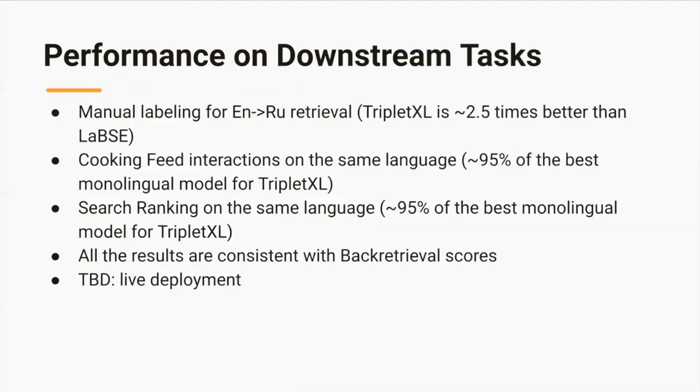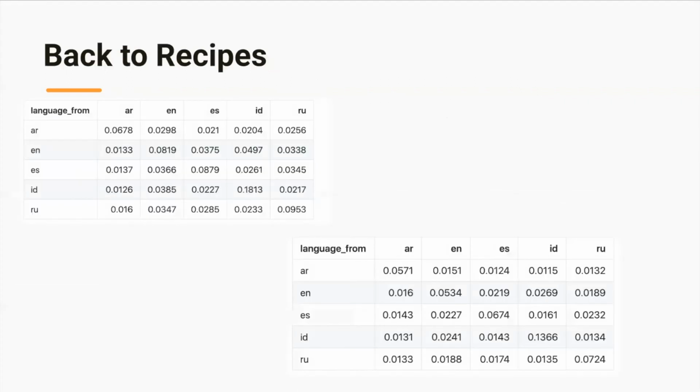And we took this model and we did some downstream task testing, because all of this is retrieval. But what about some more realistic tasks? We tested it on a manually labeled small data set for one particular language pair, as you can see, English to Russian. We saw that the results are consistent, and we tested it on cook and feed interactions, which is on our website, and we tested it on search ranking, again on the Cookpad platform, and all of the results were consistent with the scores we got for back-retrieval, which is a really good sign. It just says that our metric is reliable, so we can actually trust these tables. We can trust what it says about how well it works across the board.